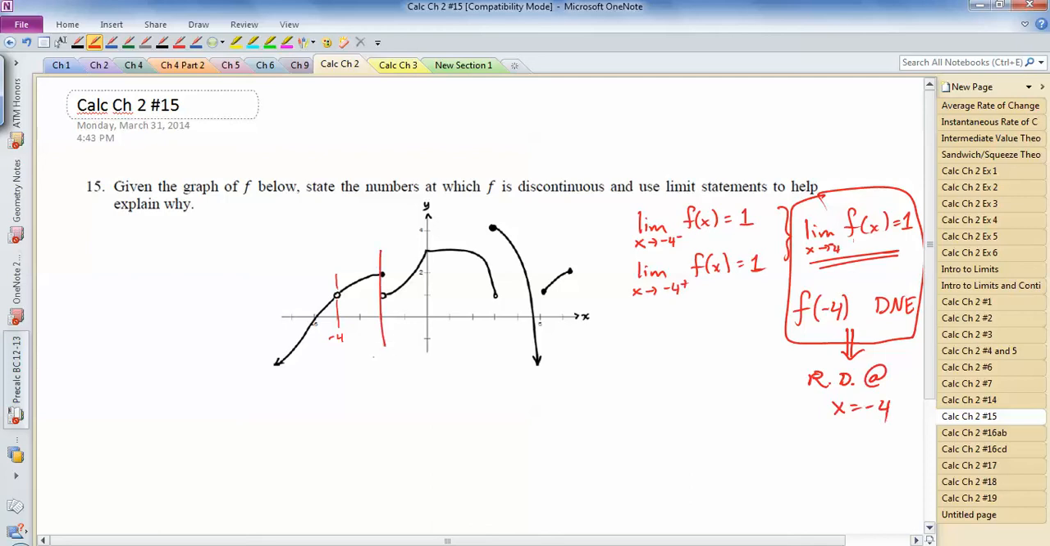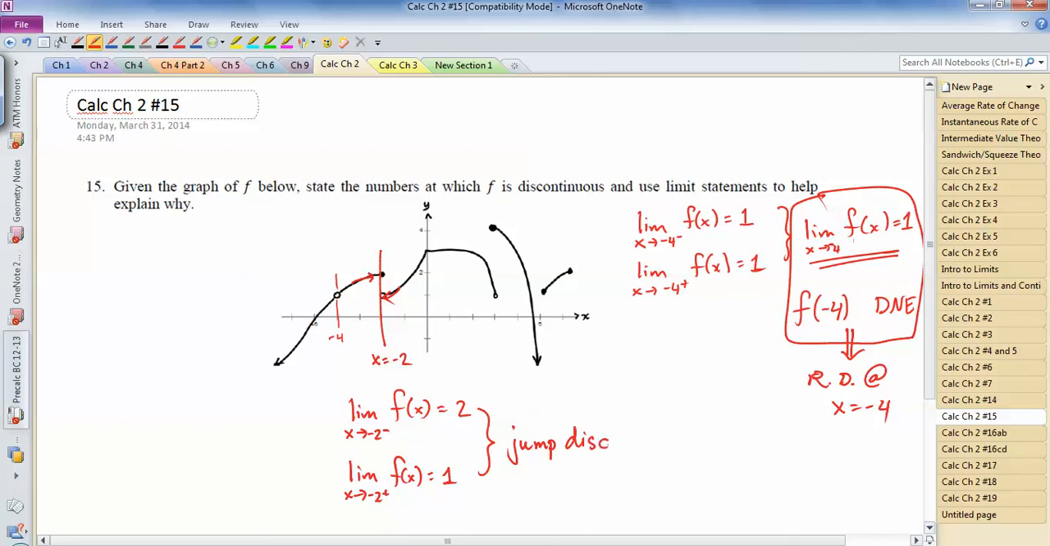Let's look at this next one here. This is at x equals -2. You can tell you have a jump there, but if we just looked at the limit statements, the limit as x goes to -2 from the left side, that's coming along here. That's close to 2. And the limit as x goes to -2 from the right side, that's close to 1. So together, these are both finite values, but they're not equal to each other. So I don't get a removable discontinuity. No matter what, you have a jump discontinuity.